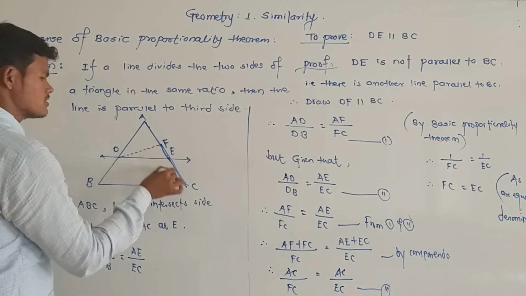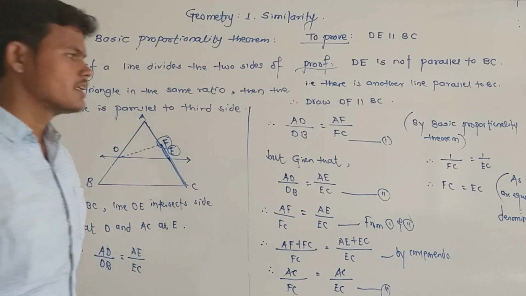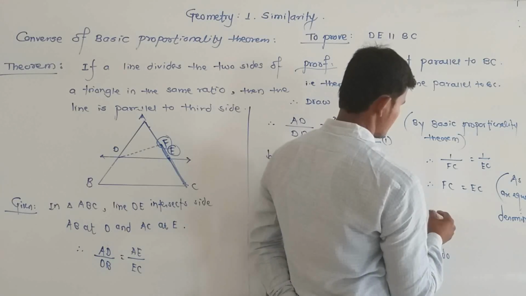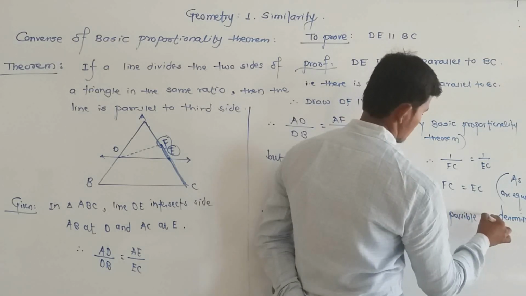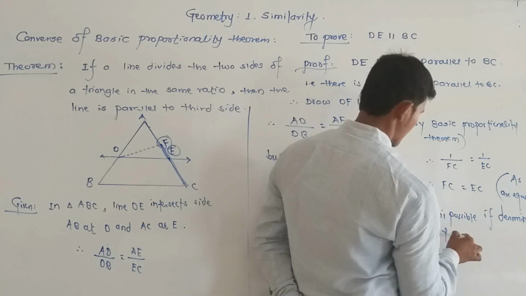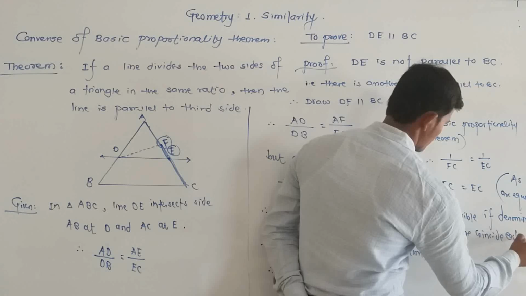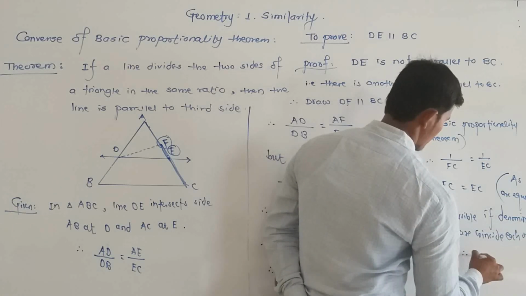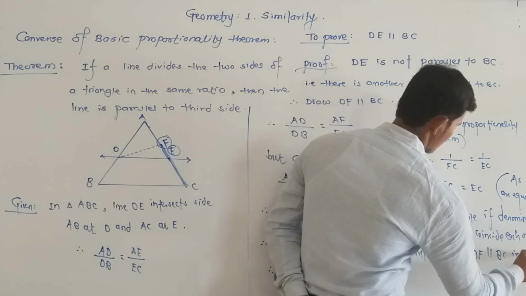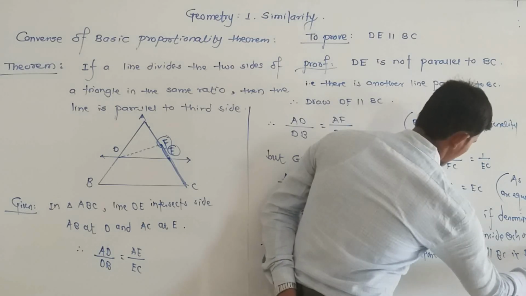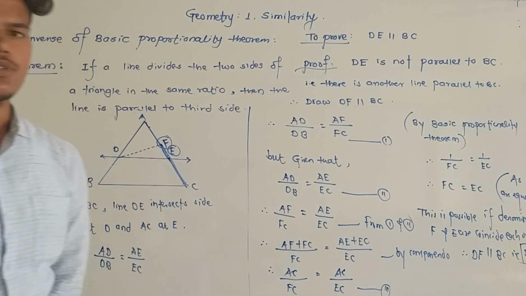But FC is equal to EC is possible only when point F and point E coincide with each other. Therefore, DF is parallel to BC, that means DE is parallel to BC. This is what the converse of basic proportionality theorem is.